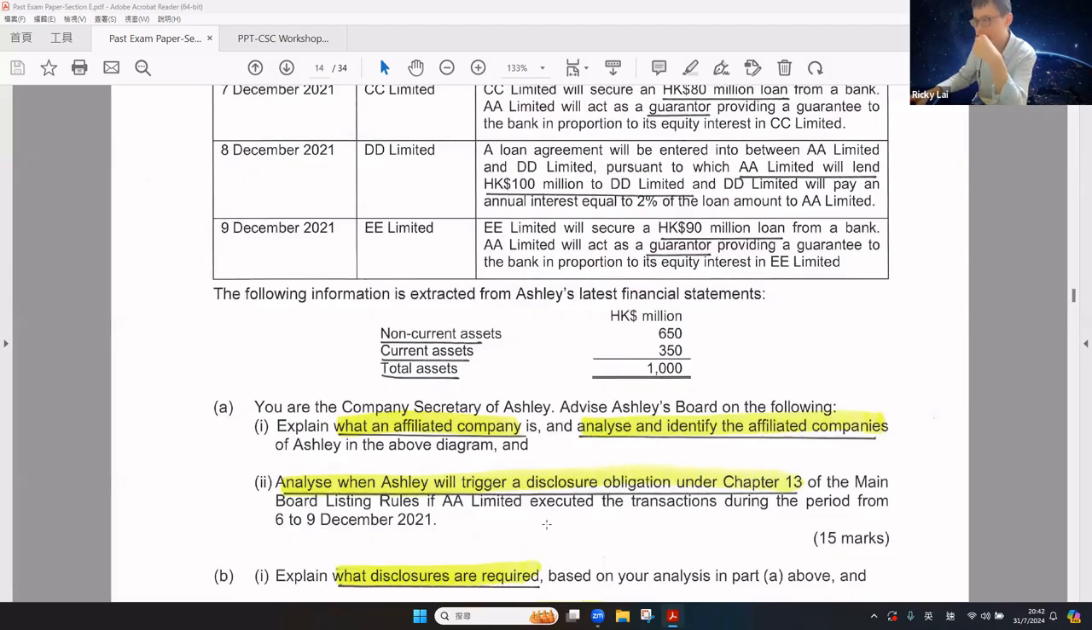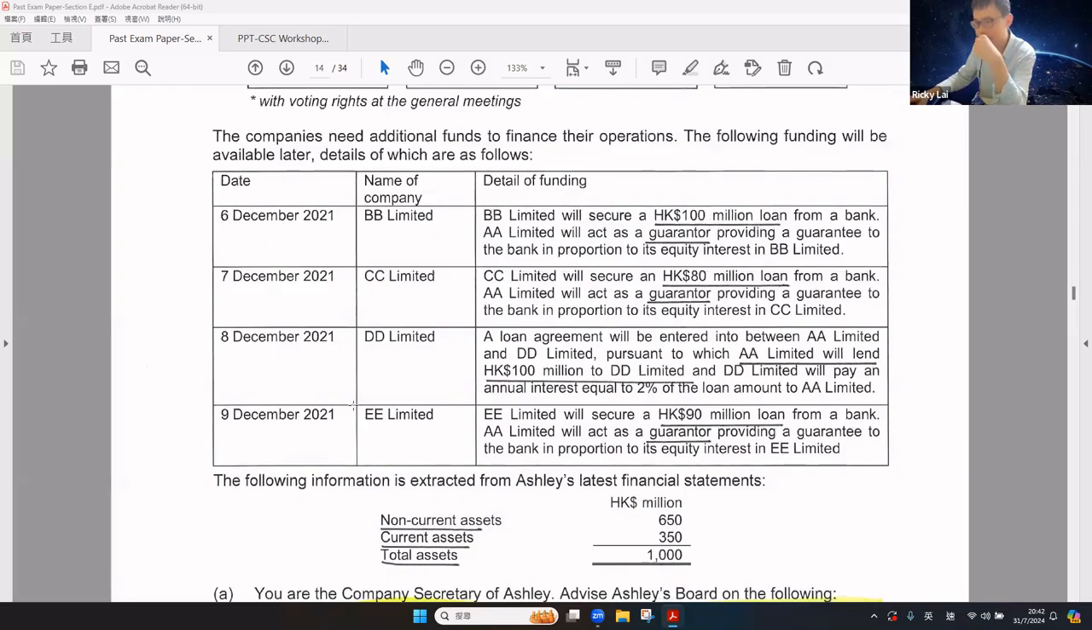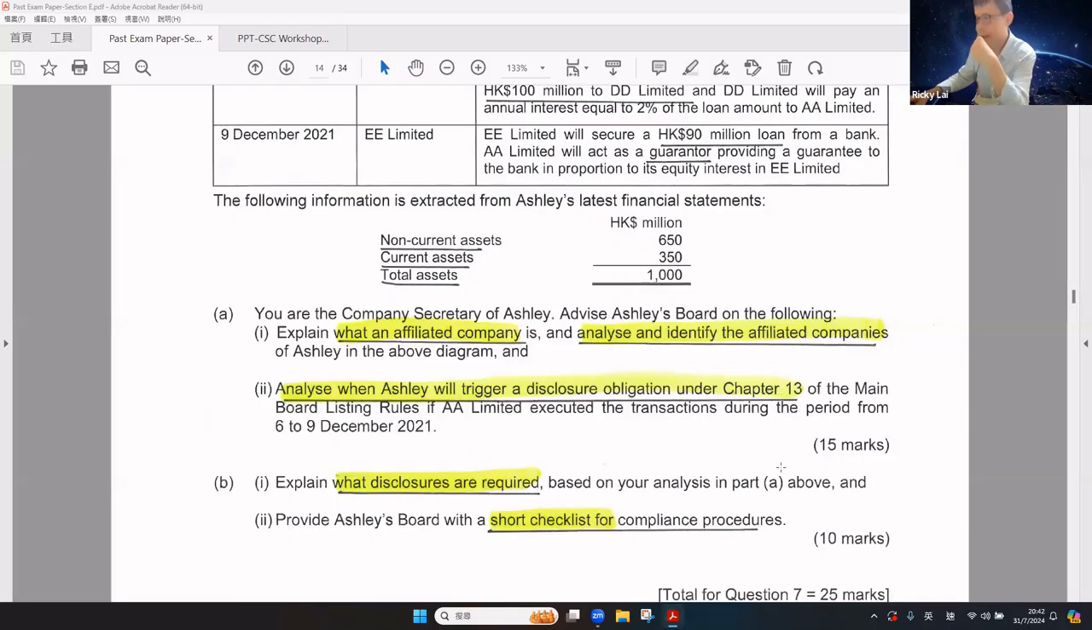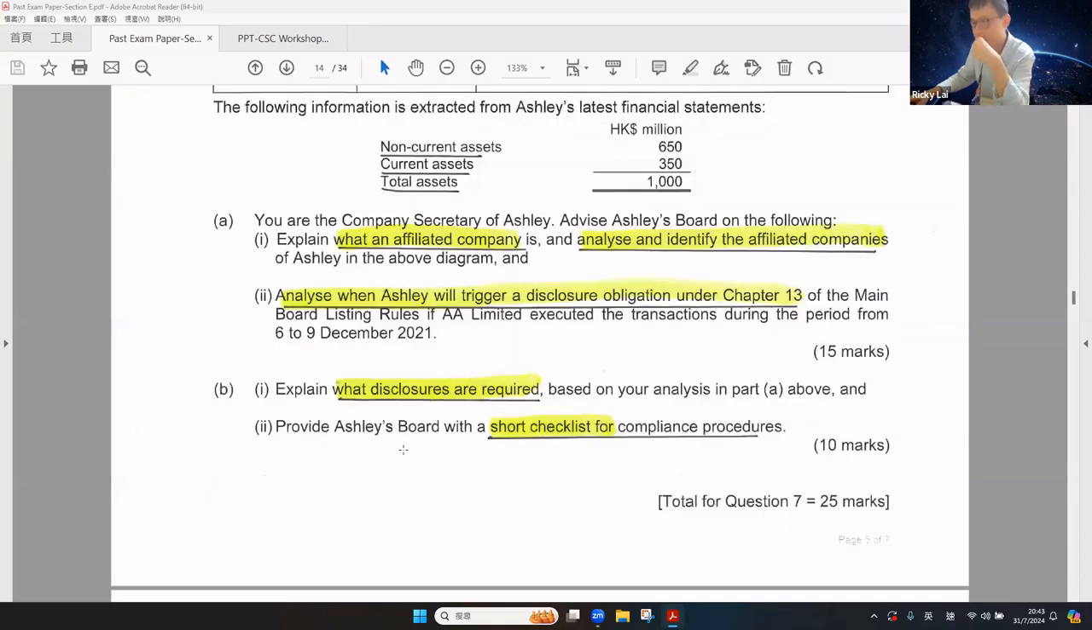With A executing transactions from 6 to 9 December, that is 4 types of transaction. The mark is 15 marks. This means that you must write around, let's say, 2.5 pages or 3 pages for a 15 mark question.